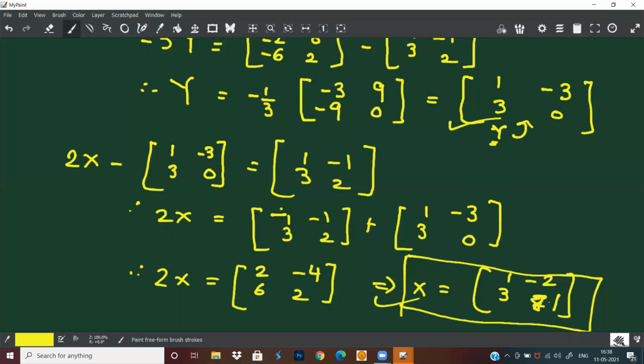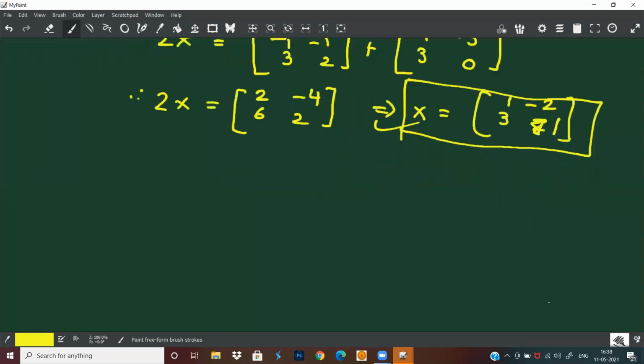So you understood this type of sum. So can I go to the next part? That is, now we will take multiplication. See, we have seen addition, subtraction, scalar multiplication. Now we are going to see multiplication of matrix to matrix.